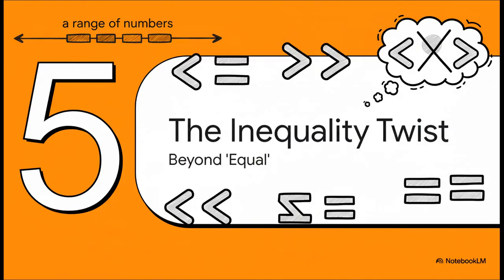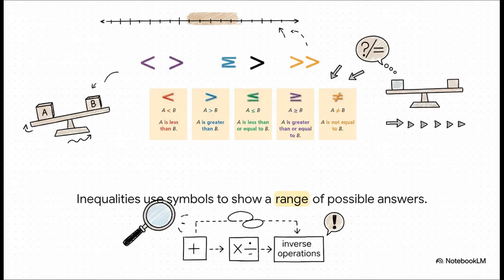So far, every single problem has been about finding that one single number that makes the equation true. But what if the answer isn't just one number? What if it's a whole bunch of numbers? Well, that's when we get into inequalities. So instead of that trusty old equals sign, inequalities use these symbols here. But here's the cool part. You solve them using the exact same tools we just learned. Inverse operations, keeping it balanced, the whole thing. It is 99% the same process, with one tiny but absolutely critical little twist.